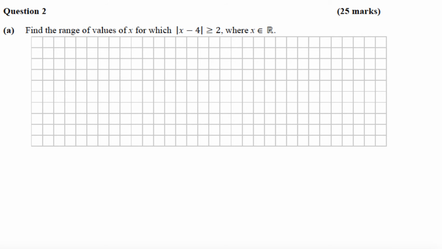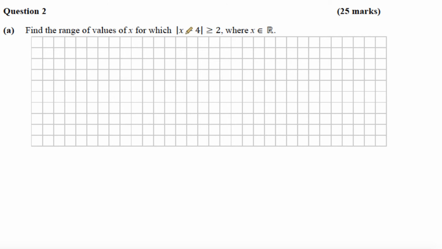So this is the 2016 Leaving Cert Higher Level Paper 1, and we're looking at question number 2. Part A says find the range of values of x for which the modulus of x minus 4 is greater than or equal to 2, where x is an element of the set of real numbers.